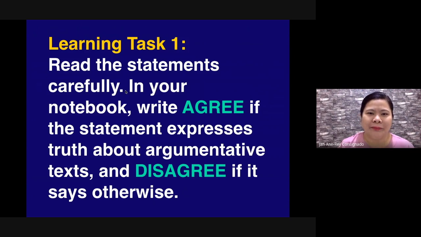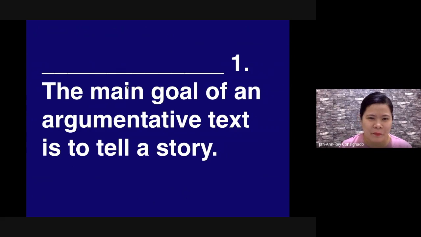Learning task 1. Read the statements carefully. In your notebook, write agree if the statement expresses truth about argumentative texts and disagree if it says otherwise. You are to write agree or disagree. Number 1. The main goal of an argumentative text is to tell a story. Agree or disagree.